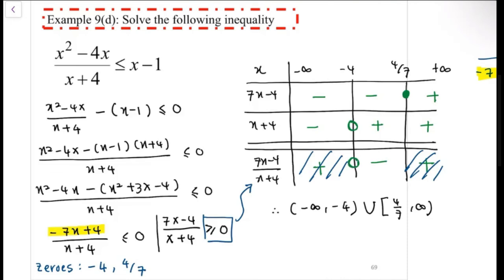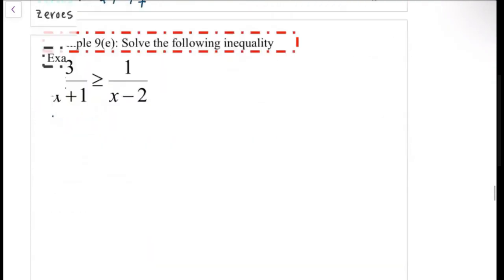Hati-hati ni. Satu empty circle, satu then circle. So, if empty, we use open bracket. If then circle, you have to use close bracket. Okay. Alright. Settle with next part. That part 9D. Okay. Moving on.